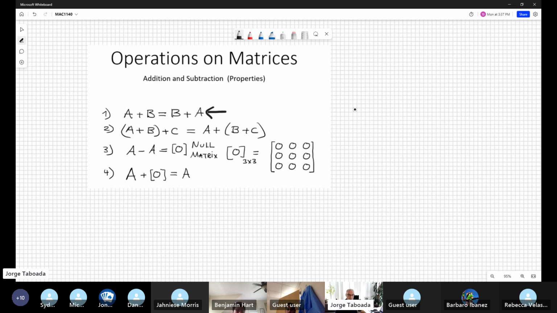Associative property: when you have 3 elements, A, B, C, you add in the order that you prefer. You put a parenthesis here to indicate you add A plus B first, and then finally the answer A plus B you add with C. And see, you are doing it in a different order, and the answer doesn't change.